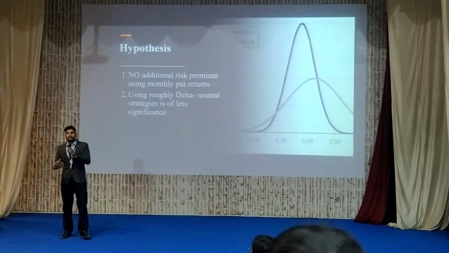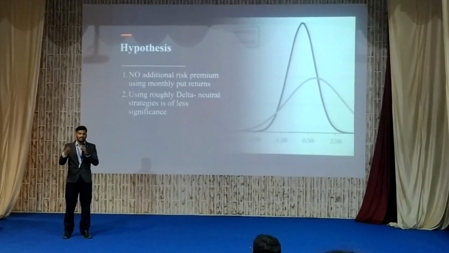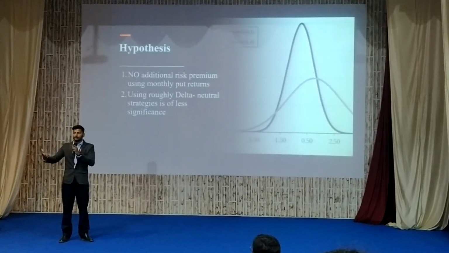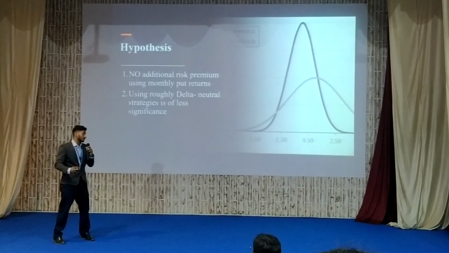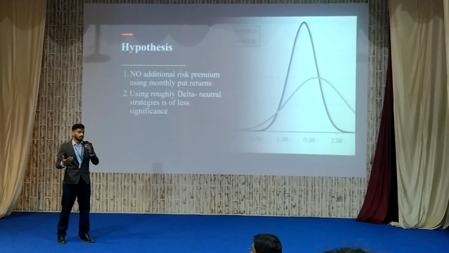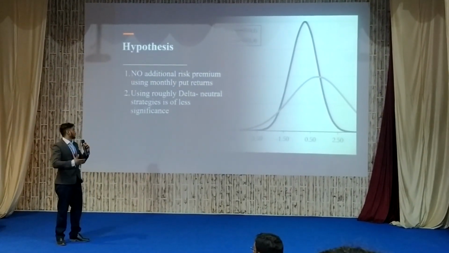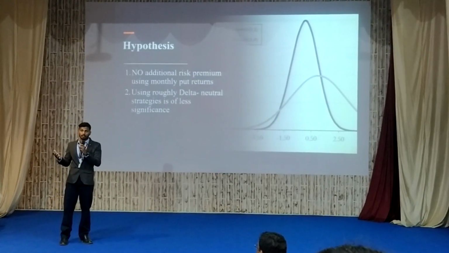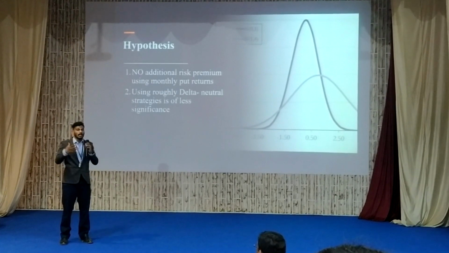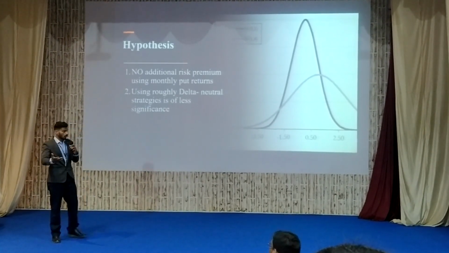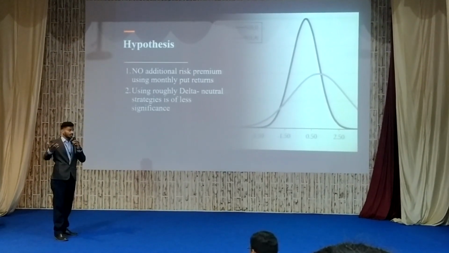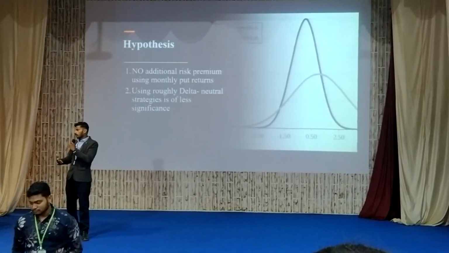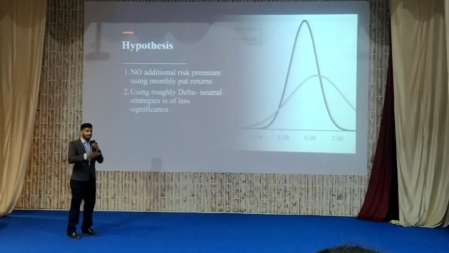As Sumit told earlier, we started with this question: does the market misprice something, and is there an opportunity that you can capitalize on this mispricing? So the first hypothesis that I stated was no. There is no additional risk premium on a monthly put option. That is what I stated first, and it went on to become null. I rejected the hypothesis later on, and there was a second hypothesis which spoke about delta neutral.